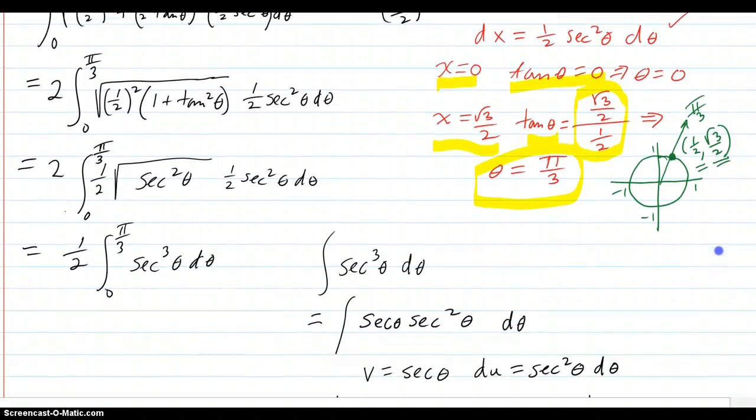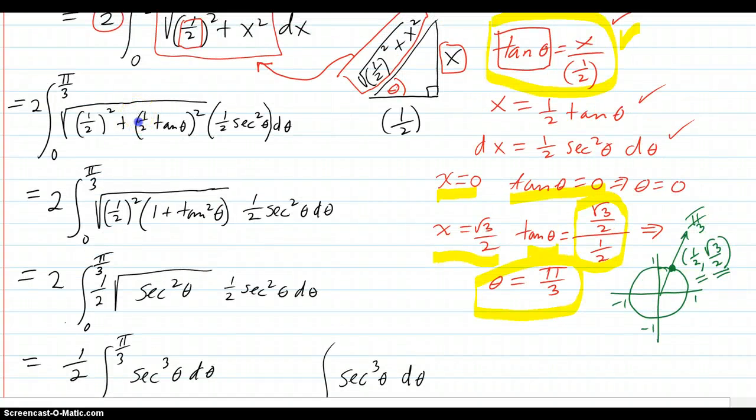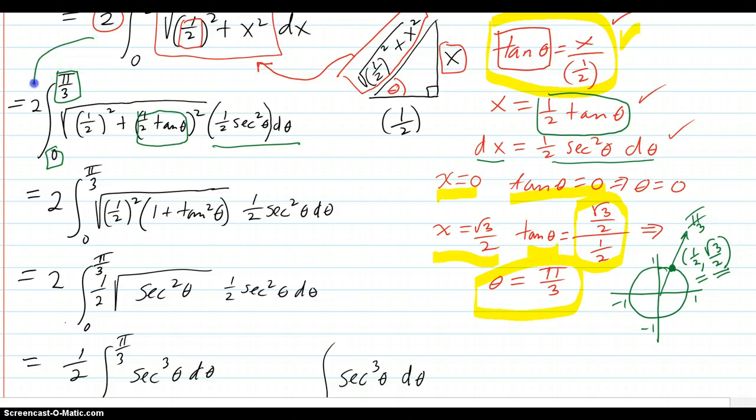Now we're going to make all the substitutions. So your x squared right over here, this is your x squared. Well, x is 1/2 tangent theta, so that converts over, and your dx is your 1/2 secant squared theta d theta. So that's this, and your substitution limits are 0 to pi over 3, and you have the 2 coming down from there.